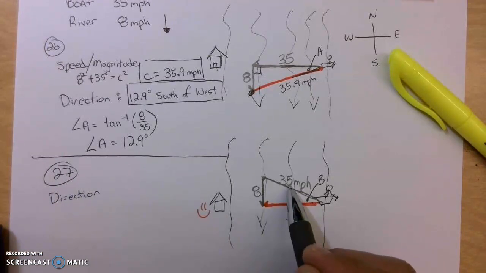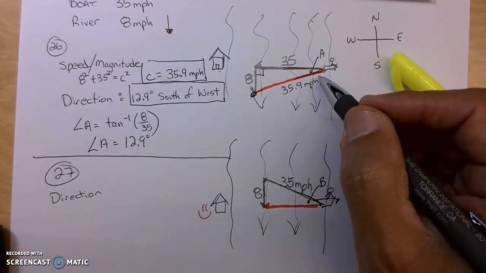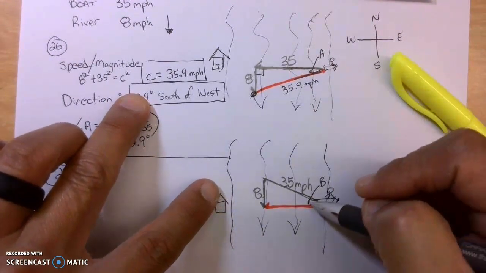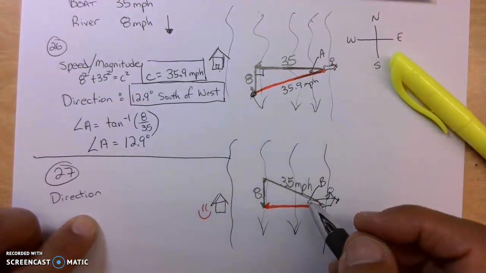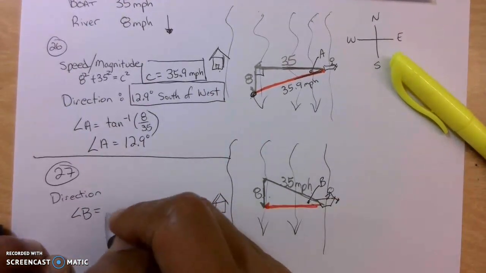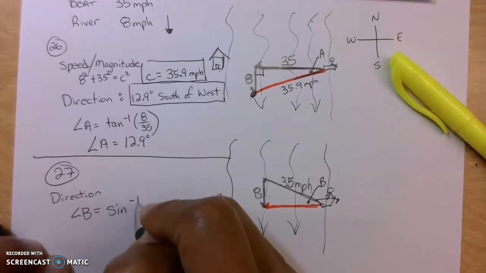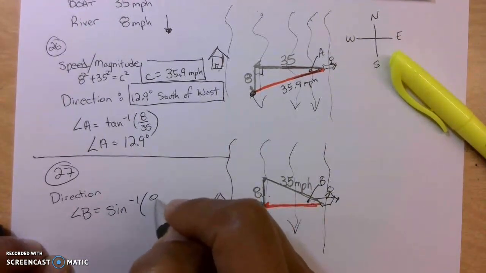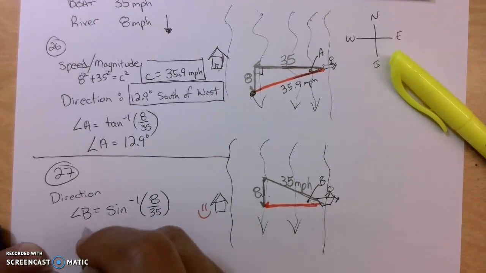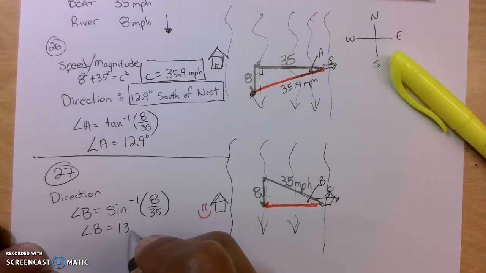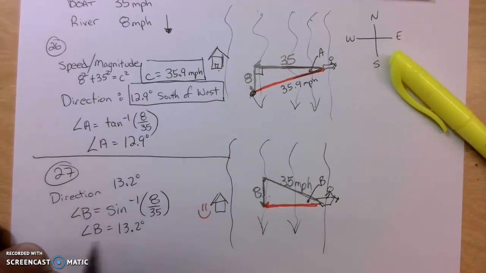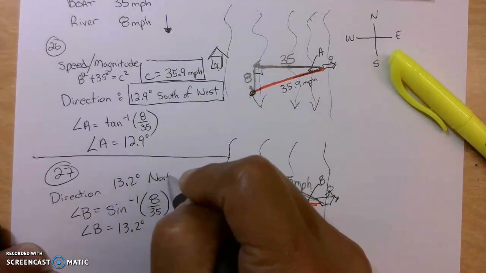opposite over hypotenuse. By the way, this is not the same number as angle A from the previous one. This is a different angle measurement. So we are going for angle B here. This is opposite over hypotenuse. We're going to use inverse sine, of course, because it's a missing angle, 8/35. And angle B will end up being 13.2 degrees. And so his direction is 13.2 degrees north of the west line.